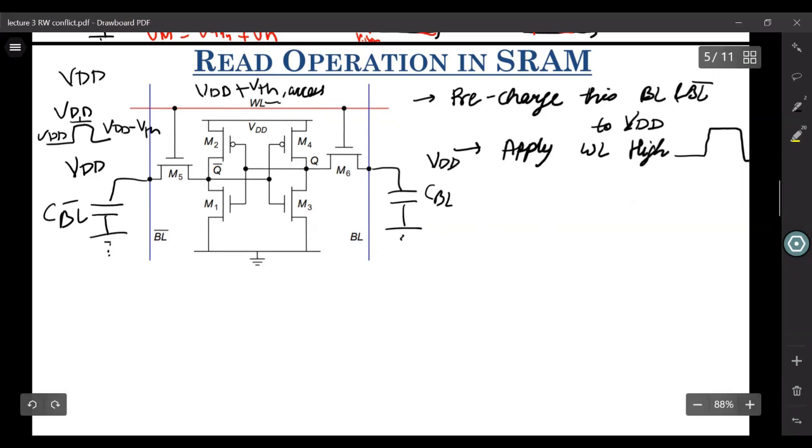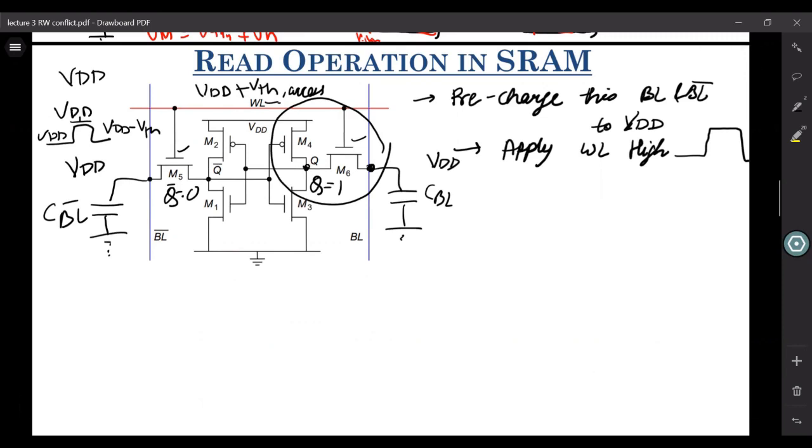Now once that is done, let us say that our SRAM cell was storing Q equals 1 and Q bar equals 0. So what happens is, the moment you turn on your word lines, you turn on your M5 and M6 access transistors. Here there won't be any problem on the right hand side because this node was already at VDD and this is also at VDD.